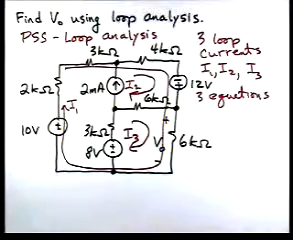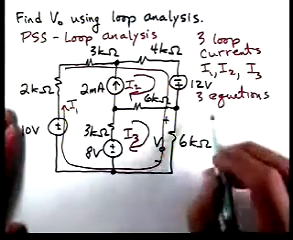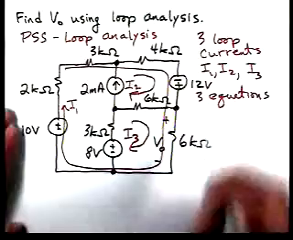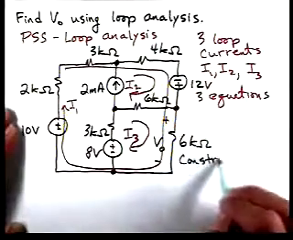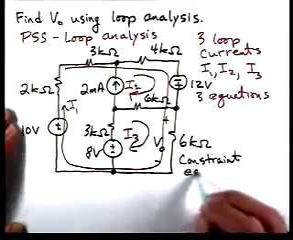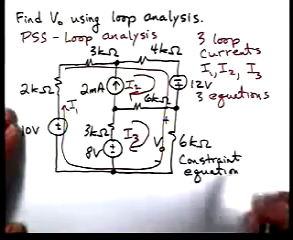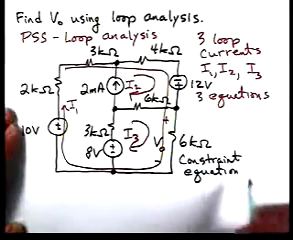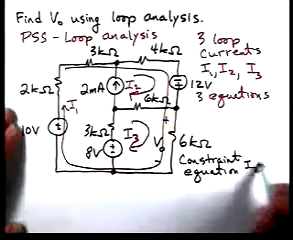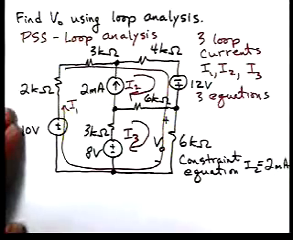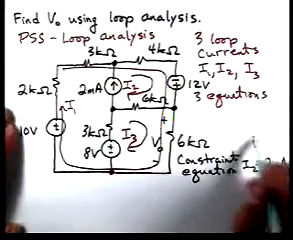Okay, now one of our equations is very simple. It's a constraint equation. So now when we have current sources in loop analysis, we get a constraint equation. And that constraint equation is pretty simple. It's I2 equal to 2 milliamps. So here's one of our equations.